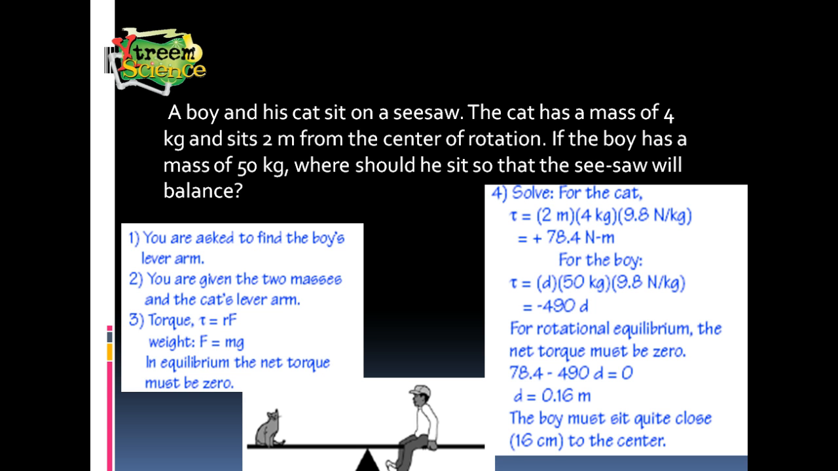So we have 78.4 minus 490 times the lever arm is equal to 0. So then we're going to have to move that 490 times displacement to the other side by adding it to both sides. And that gives us 78.4 equals 490 times the lever arm. And then we're going to divide both sides by the 490. So we get 78.4 divided by 490 and gives us a lever arm of 0.16 meters.